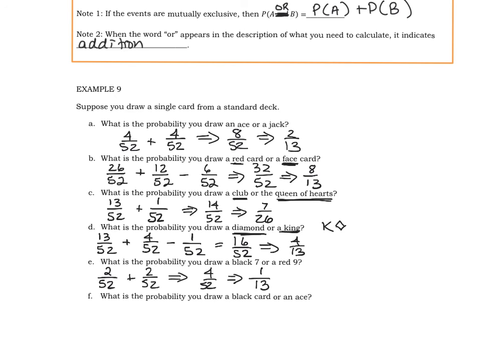Okay, what's the probability you draw a black card or an ace? Okay, how many cards are both black cards and they're also aces? Well, we've got the ace of clubs and the ace of spades. All right, so what's the probability of drawing a black card? 26 out of 52. An ace, 4 out of 52. Let's subtract the ones that are both black cards and aces. Probability of that happening is 2 out of 52, which gives us 28 out of 52, which is 7/13.